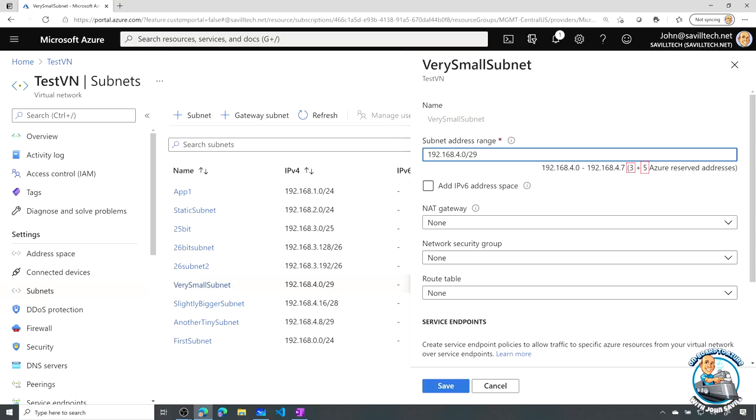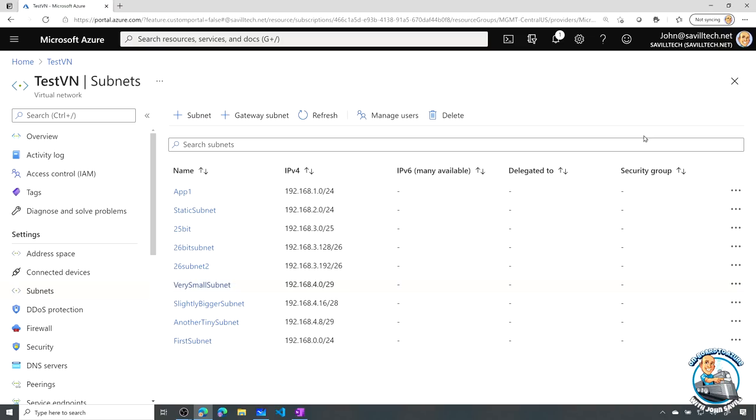So it's impossible to create a subnet smaller than /29 in Azure, because /29 only leaves me three bits. 32 minus 29 is three bits left for the host. So 0 to 7 is eight possible IP addresses, but if Azure takes five, that leaves me with three. If I try a /30, which only leaves me two bits, that's 0 to 3, so four, which is not even enough for Azure to function, which is why a /29 is essentially the smallest possible network you can create.